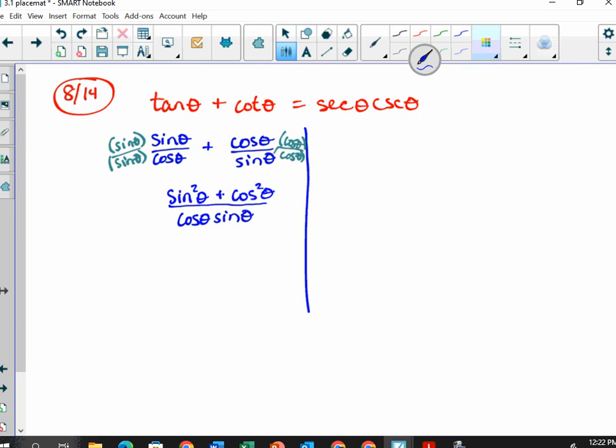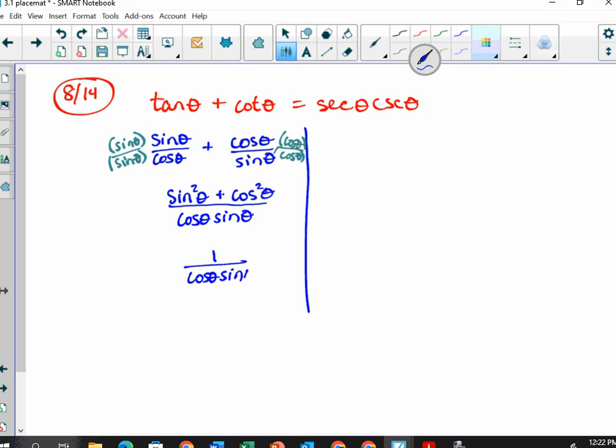Okay. Are we okay to that point? Common denominators seem to be a bit of a struggle. So are we getting better? The numerator is 1. Sine squared plus cosine squared, that's your Pythagorean identity, your original one. That is 1.